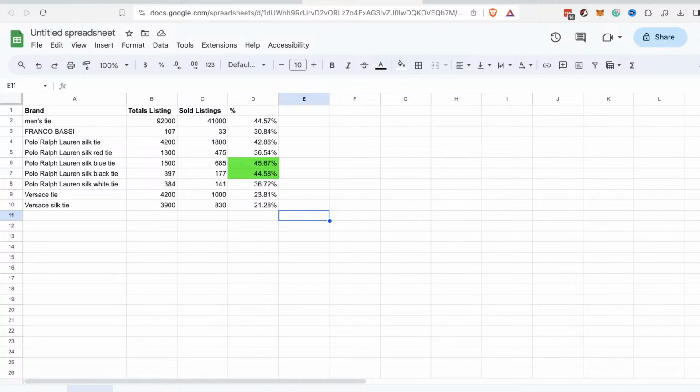I know this is really generic, but I think if you're trying to find items that do move on eBay, this is one method. And I just randomly picked ties because ties are everywhere. No matter where you go, it's all over the place. You go to a thrift store and there are tons of ties there. So that's what I wanted to talk about.